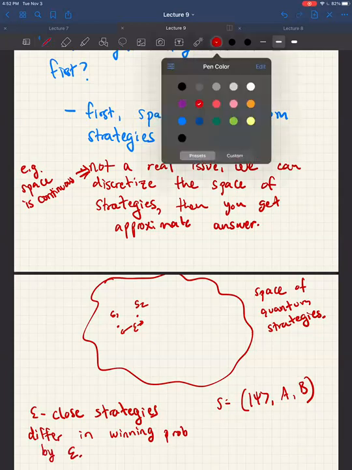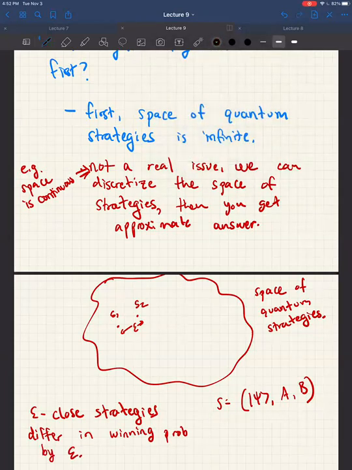So you imagine if we just carved up the space into a bunch of epsilon balls, that would discretize the space, right? And we only enumerated over each of these epsilon balls. Imagine that the number of epsilon balls is finite. Then by searching over all of these epsilon balls, we would be guaranteed to come within epsilon of the optimal strategy.